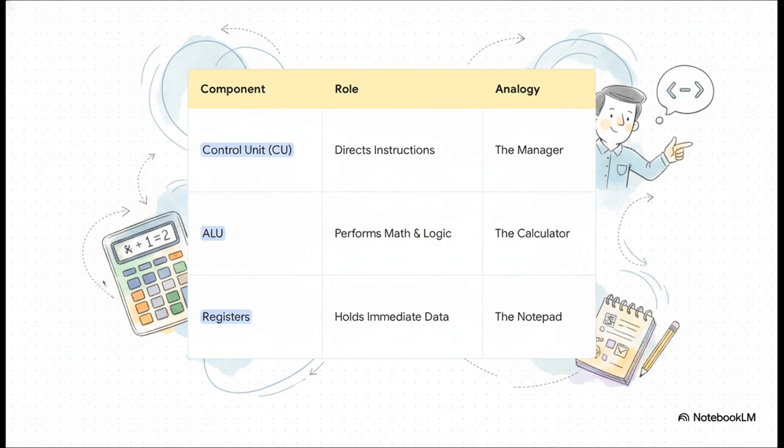First, you've got the control unit, or CU. Think of it as the manager. It directs all the traffic. Then there's the ALU, which stands for Arithmetic Logic Unit. This is the calculator. It does all the math and logic. And finally, you have registers. These are like a tiny notepad, holding on to the data that the CPU needs to use right away.